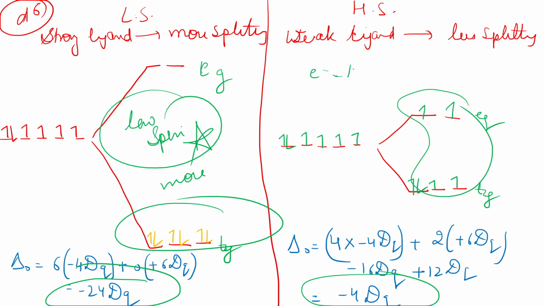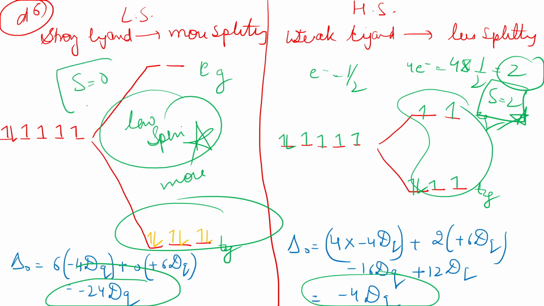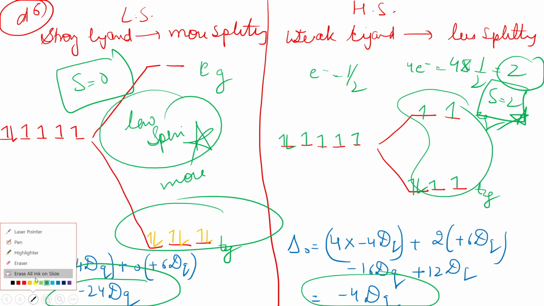Each electron has a spin of 1/2. 4 unpaired electrons have a spin of 4 into 1/2, that is 2. The S value over here is 2. Here the total spin S is equal to 0. You got it? Good. Let us move to the next topic.